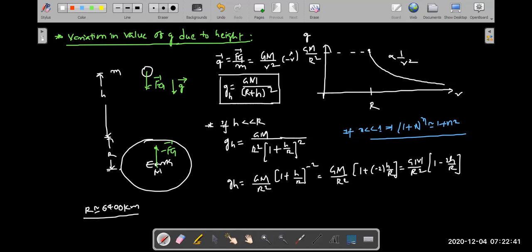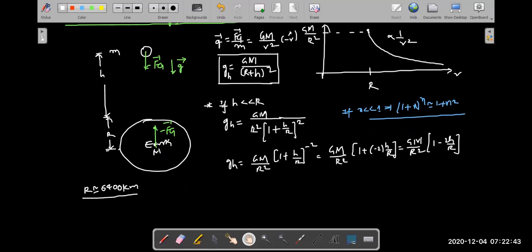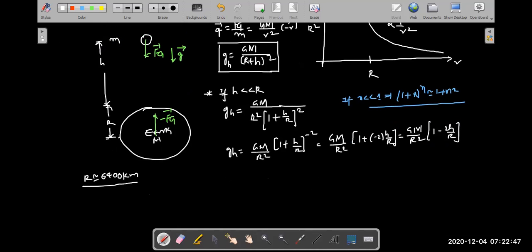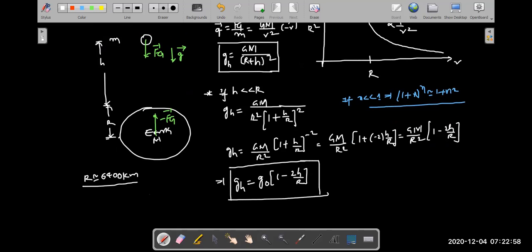GM by R square is equal to g on ground. So let's call this g naught, the regular value of g, where g naught is equal to GM by R square, the acceleration due to gravity on the surface of Earth.